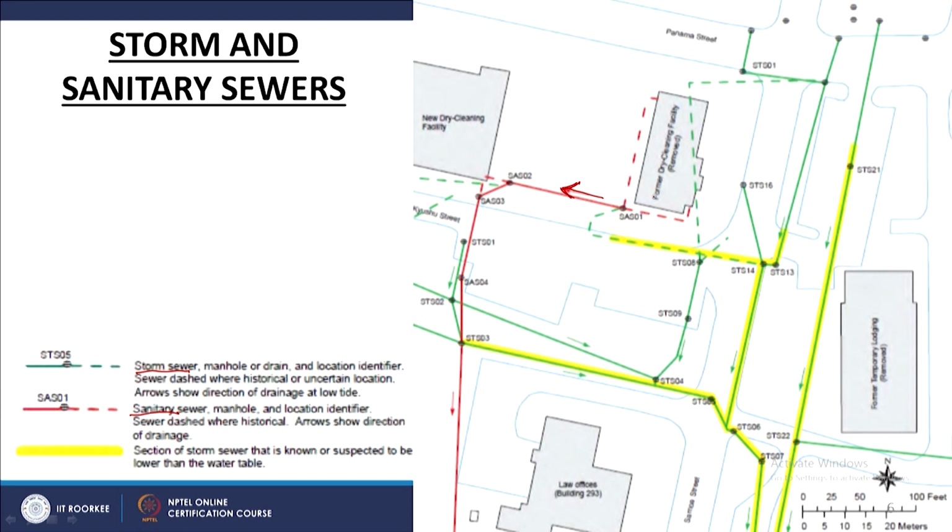So any contaminant collected from this particular location will be taken in this direction. If there are leaks in this direction, obviously you will have contamination at that location, and this is the section of the stormwater sewer that is known or suspected to be below the water table. The other aspect is to understand the direction of the stormwater drains, or the flow of the water in them. Again, keep this in mind because we are going to come back to this later.